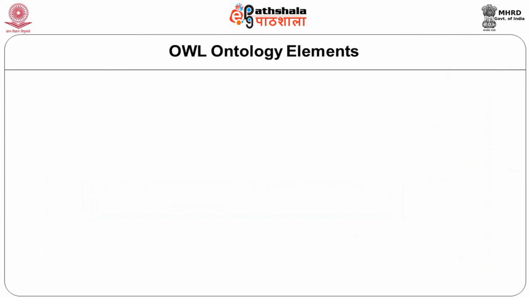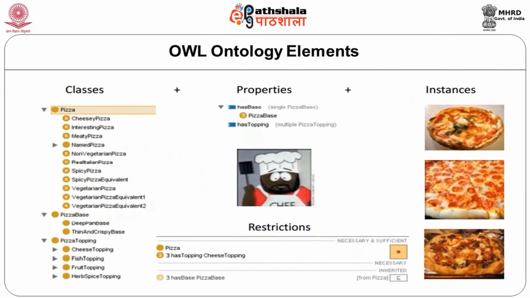Now OWL ontology elements: an OWL ontology consists of classes, properties, instances of classes and relationships between the instances. We can map between description logic and OWL ontology like this: what we call classes in OWL are known as concepts in description logic. Similarly, what we call properties in OWL are the roles in description logic. Also, the instances that we call in OWL are termed individuals in description logic.